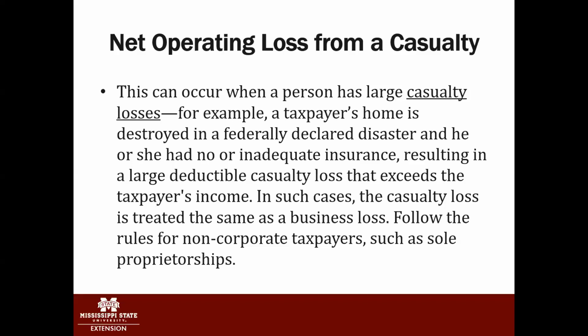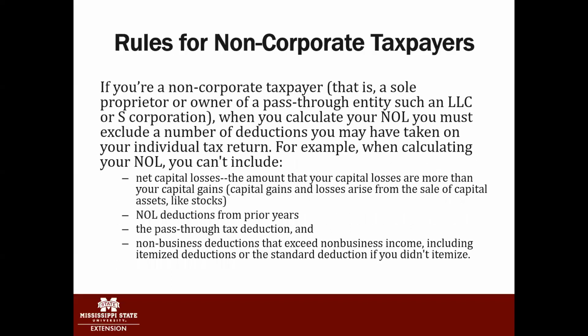If you didn't have adequate insurance, then you would potentially have a very large casualty loss, especially if it wiped out the entire property. So in that case, you're going to exceed your income for that year if the property is large enough and your income is low enough. So if you are a non-corporate taxpayer, and you can see the categories there that they're describing, when you calculate your net operating loss, you must exclude a number of deductions you may have taken on your individual tax return. Okay, so you can't add these things in to the calculation.